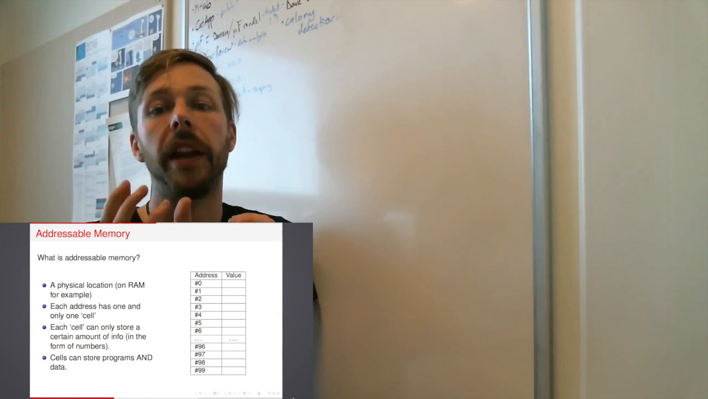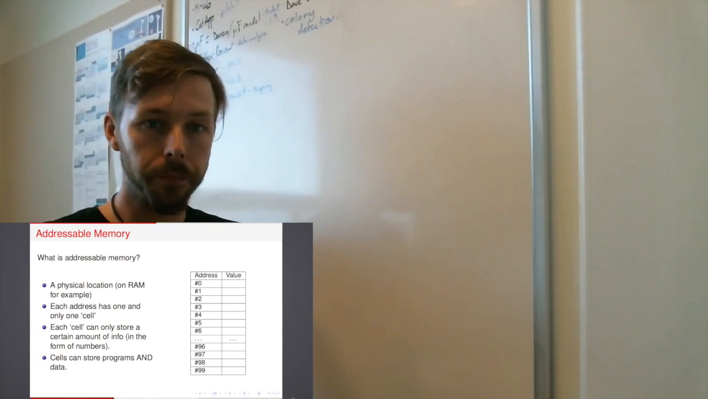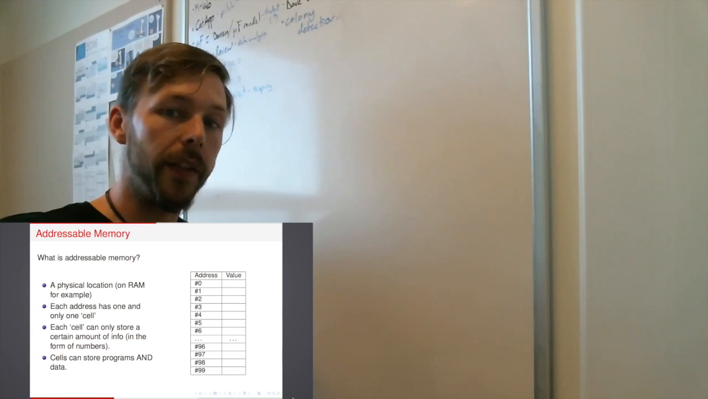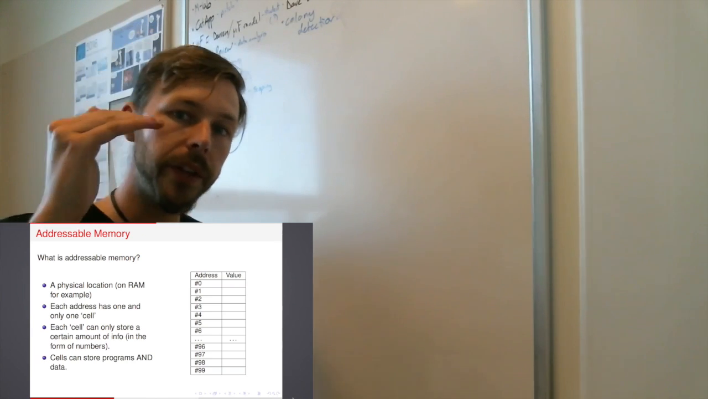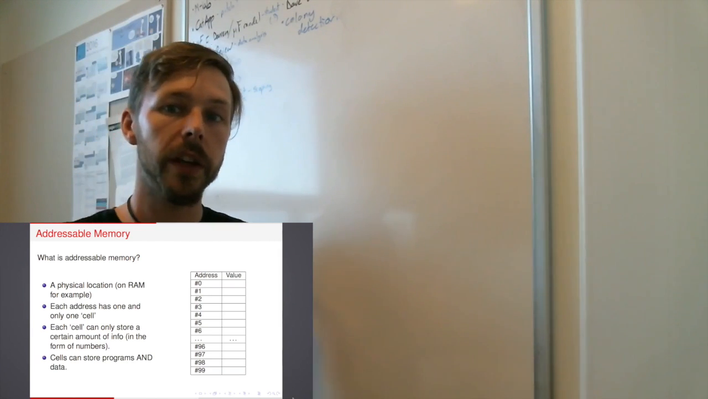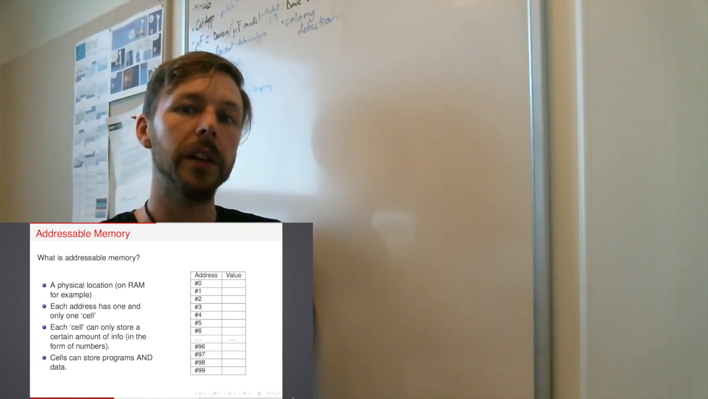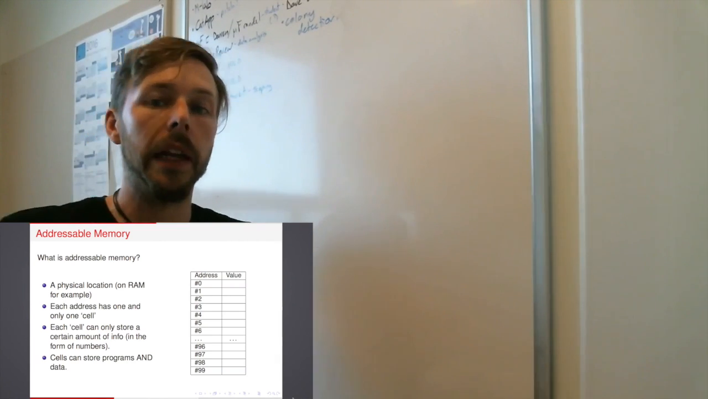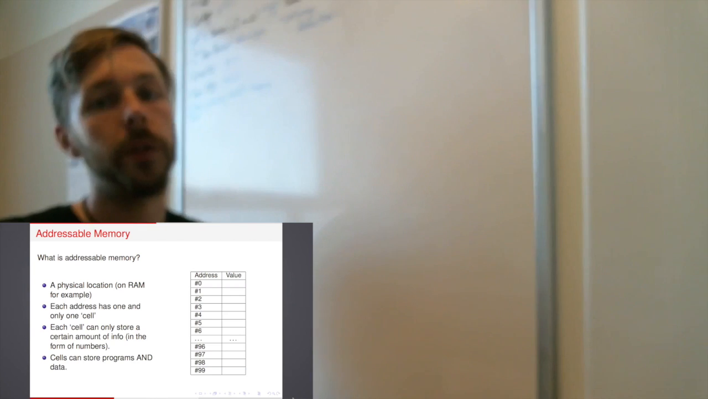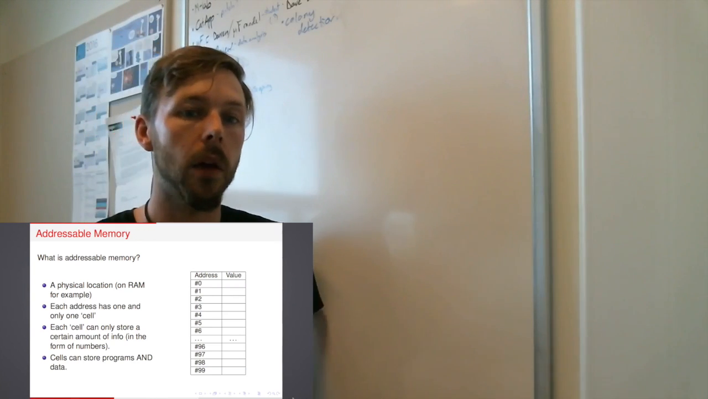We call that a cell. So anything in that value column there, each address only has one cell associated with it, and that cell contains a value. That value can only have a limited length as well, and for this little man computer we've said the length of that value can only be 3 digits. It can't be any longer than that.